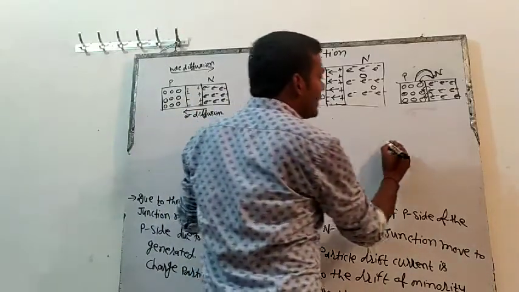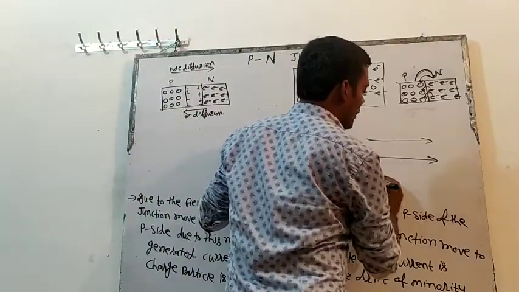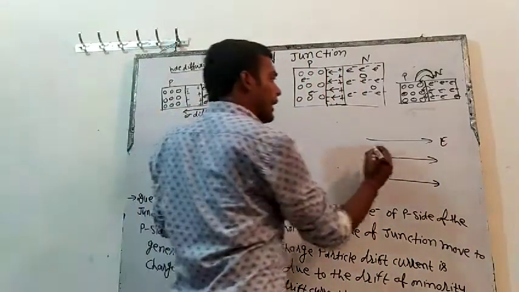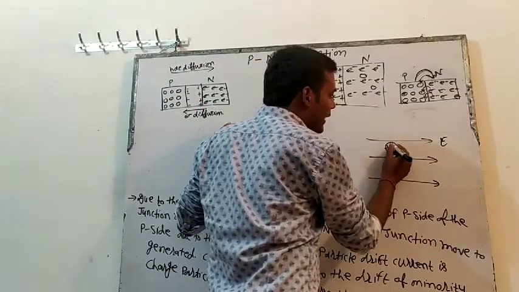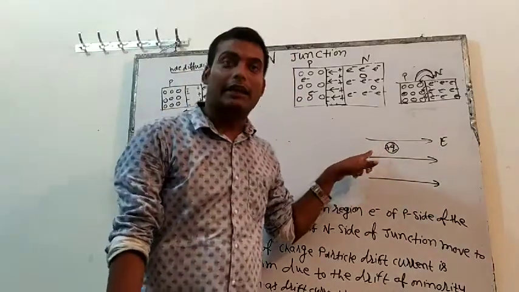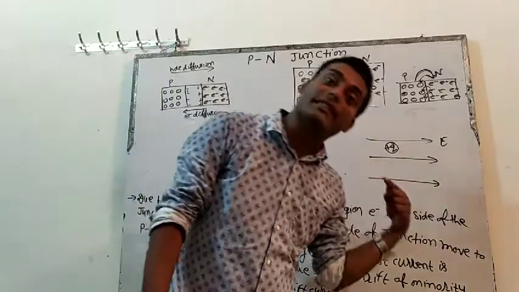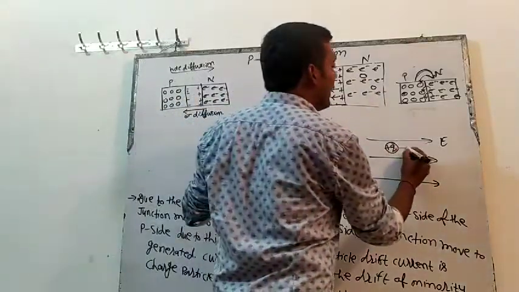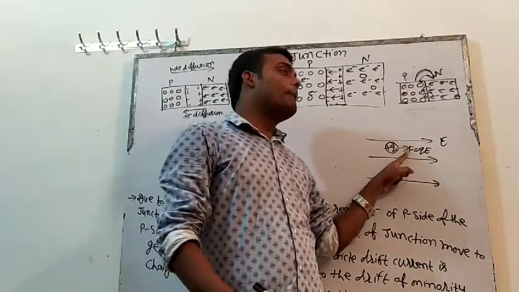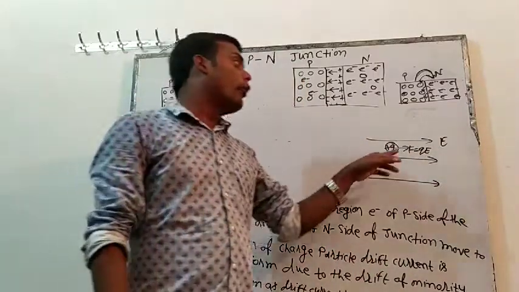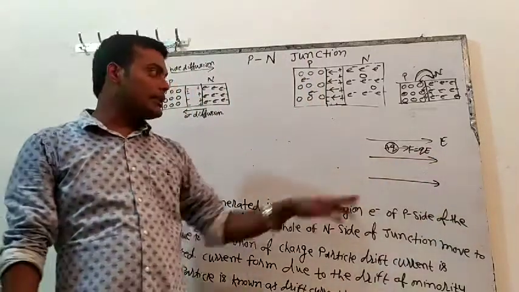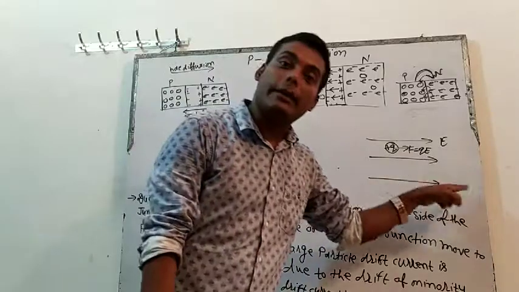Now understand that suppose this is an electric field. This concept I have explained in the electrostatics chapter: if I place a positive charge in an electric field, this positive charge will experience a force equal to Q times E. Force is a vector quantity, and the direction of force will be in the same direction as the electric field.